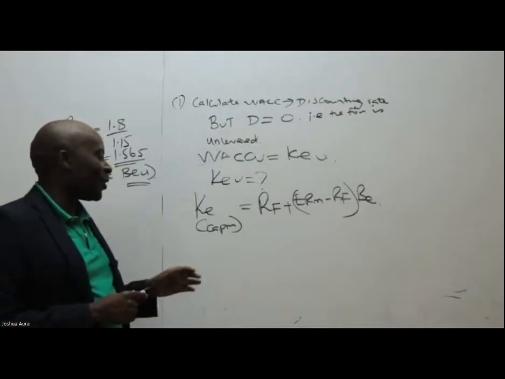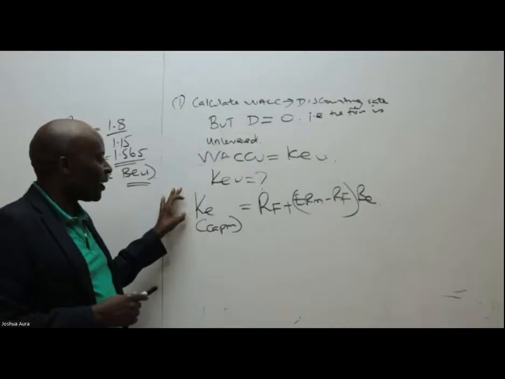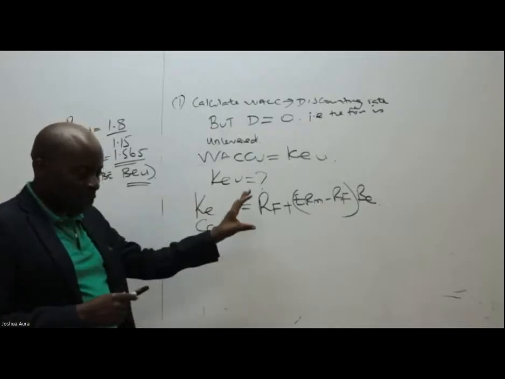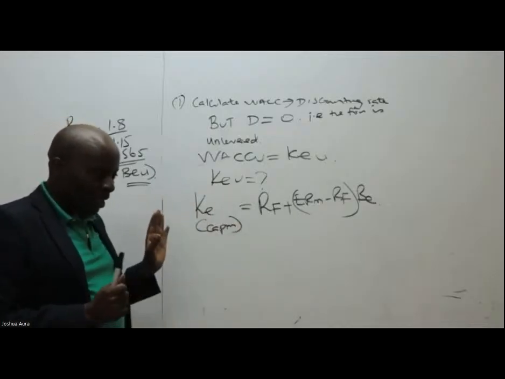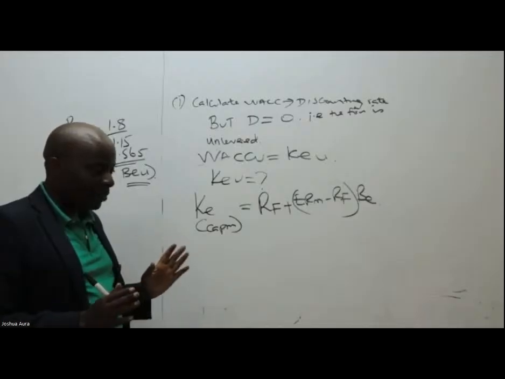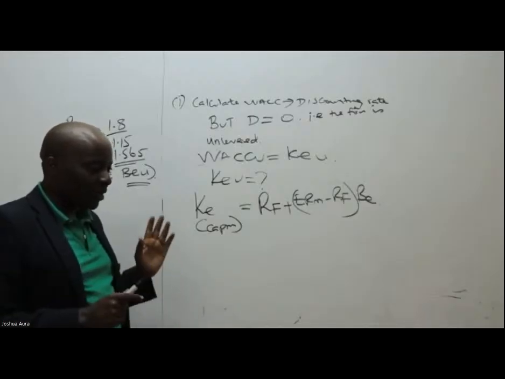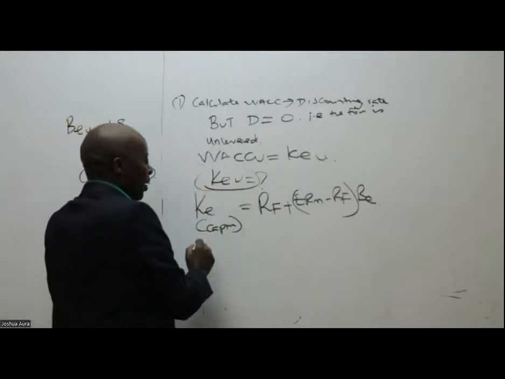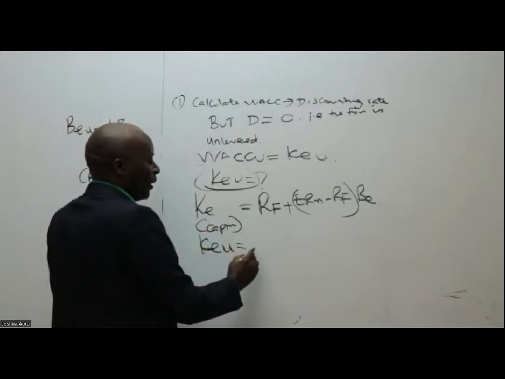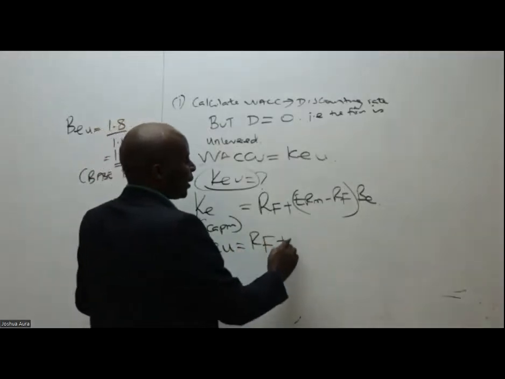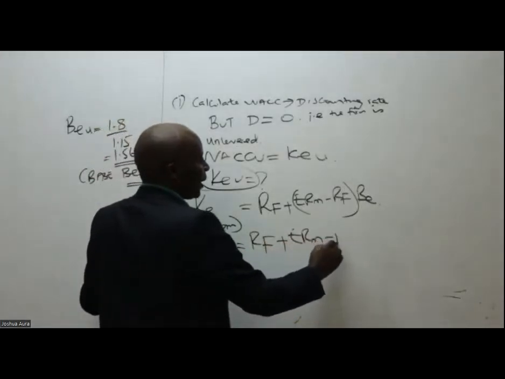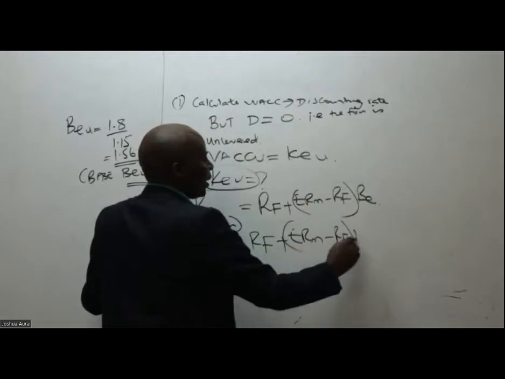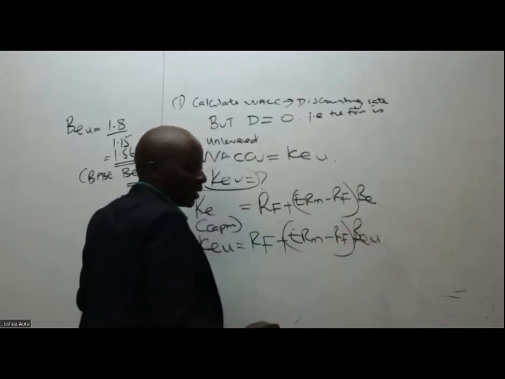So could you kindly, ladies and gentlemen, confirm whether you've been able to write up to here? Are we together up to here? Have you been able to write? I'm not even asking about understanding, but first of all, are we together? Great. So what they want us to do is to give them Ke U, cost of equity of unlevered firm, which will be equal to risk-free rate plus expected return of the market minus risk-free rate, times beta equity unlevered, like that.